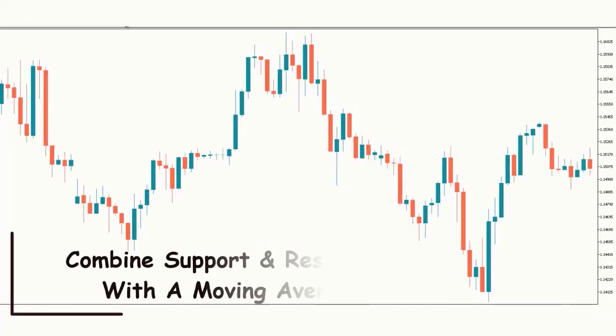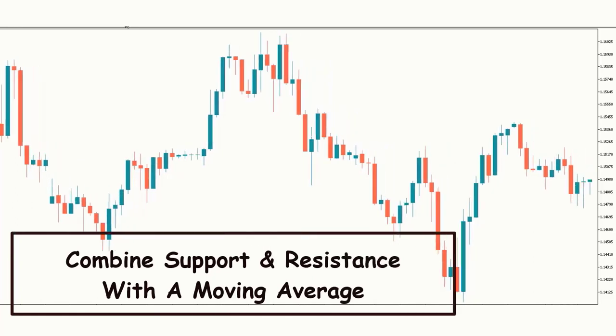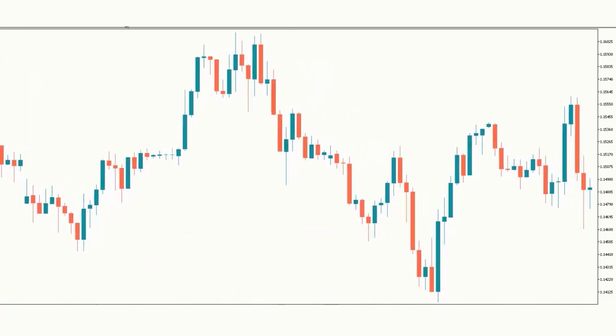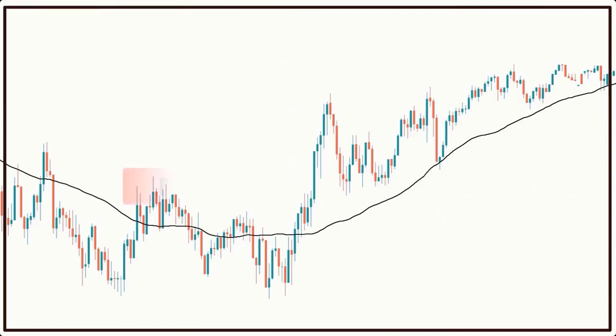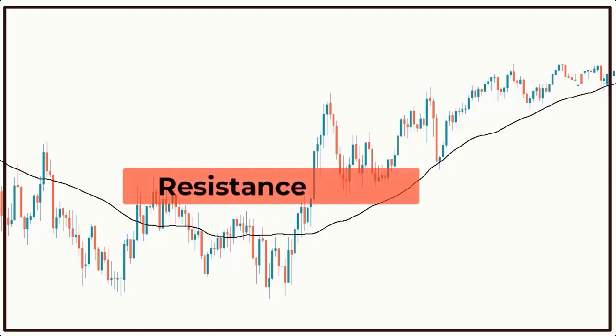We can combine this support and resistance with a moving average to find the best trading opportunities. For instance, here we have a 50-period EMA represented by this blue line. We marked a resistance level here, and the price broke above it. Hence we now expect the price to find support at this price and make a higher move.